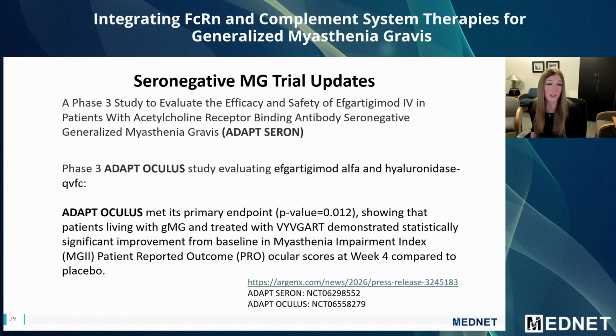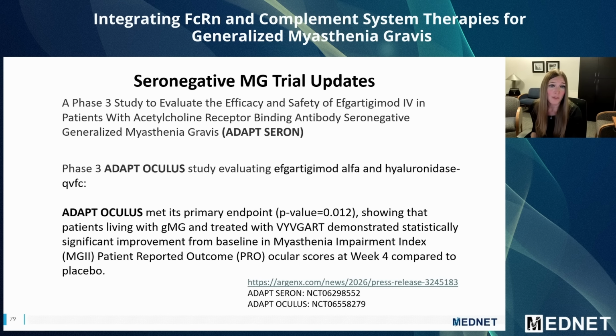I'll say a little bit about the 2 trials for seronegative patients, because when something gets FDA approved for seropositive patients, it's really hard to get those things prescribed off label for patients who are seronegative who could benefit. And so we'll see what happens with these 2 trials, but this is looking at both. There's one looking at generalized MG and one looking at ocular only for seronegative MG.